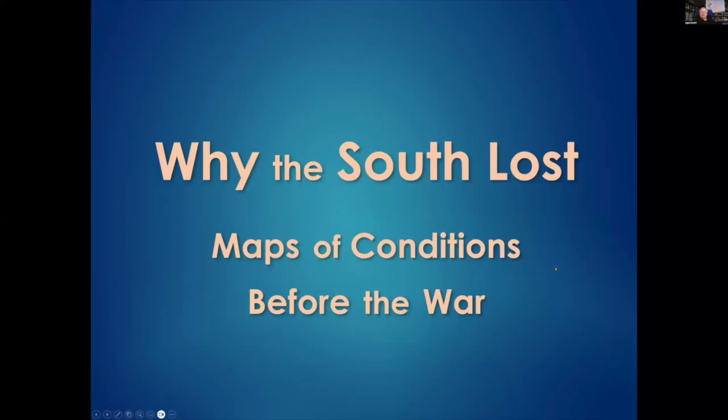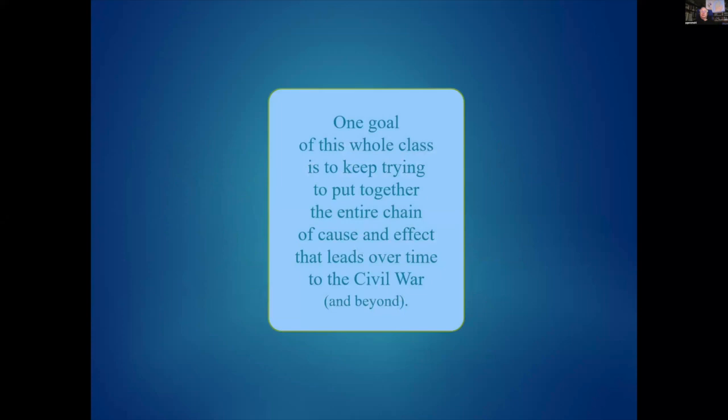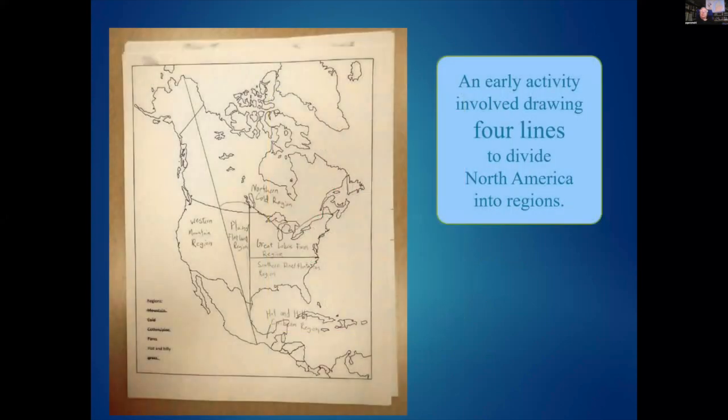They're maps of conditions before the war. And the question is, why did the South lose the war? One goal of this whole class is for us to keep trying to put together a chain of cause and effect that leads to the Civil War and beyond. So we started out by having you draw 4 lines to divide North America into regions. This is way back in September.